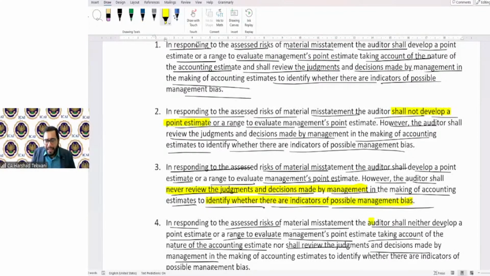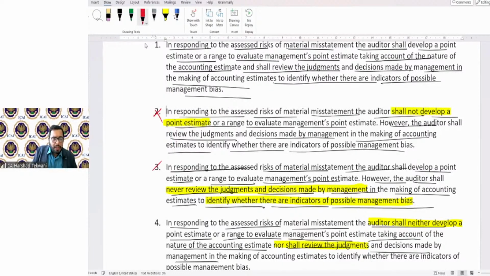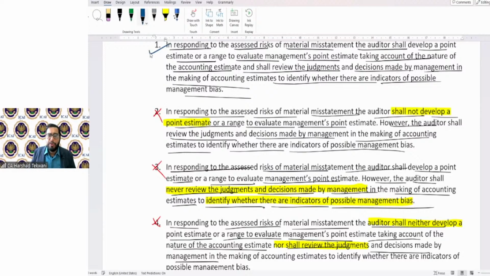The third one is that the auditor shall neither develop nor review any judgment. That is also incorrect. So in all the cases, the second, third, and fourth, are incorrect because the auditor is required to review, and hence accordingly the answer will be A, where it's written that the auditor is required to review all these things. Reason: you have management bias, so you should look for management bias. Number two, you should develop a point estimate, because there is a high estimation uncertainty. So one should be the correct answer.